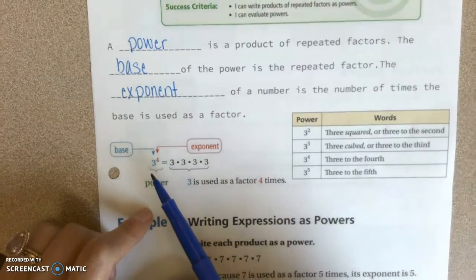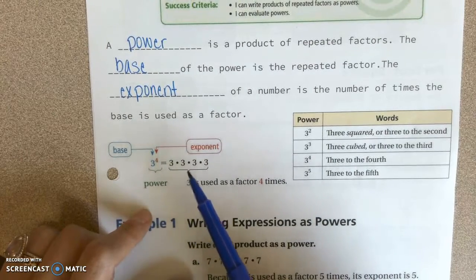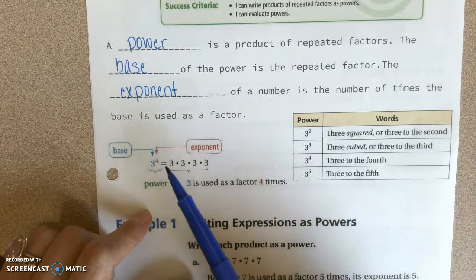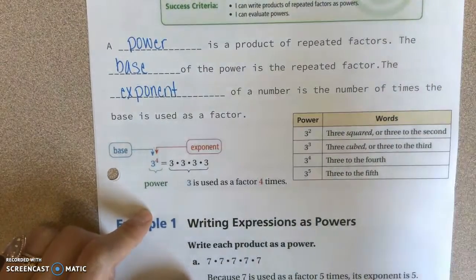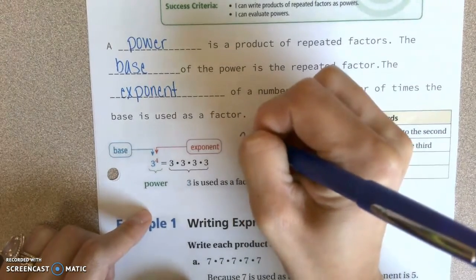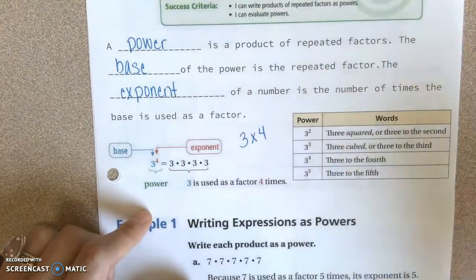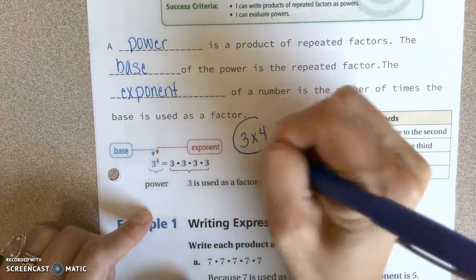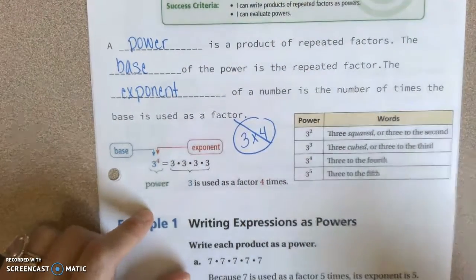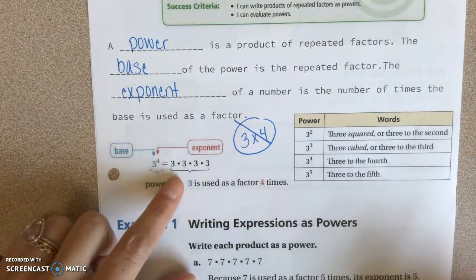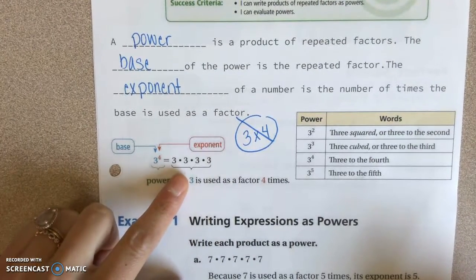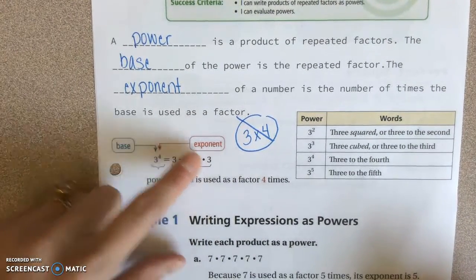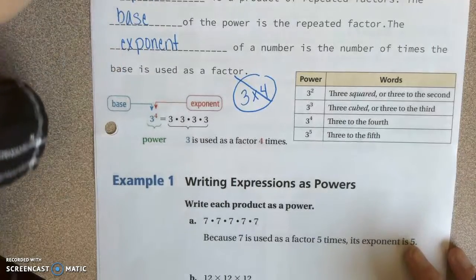The base here is 3. That's the number that we multiply over and over. The exponent is the little number. That's the 4. That tells us to multiply 4 times. This is not 3 times 4. That's a common misconception, but we write 3 4 times, and we multiply. 3 times 3, then take that product times 3, then take that product times 3.